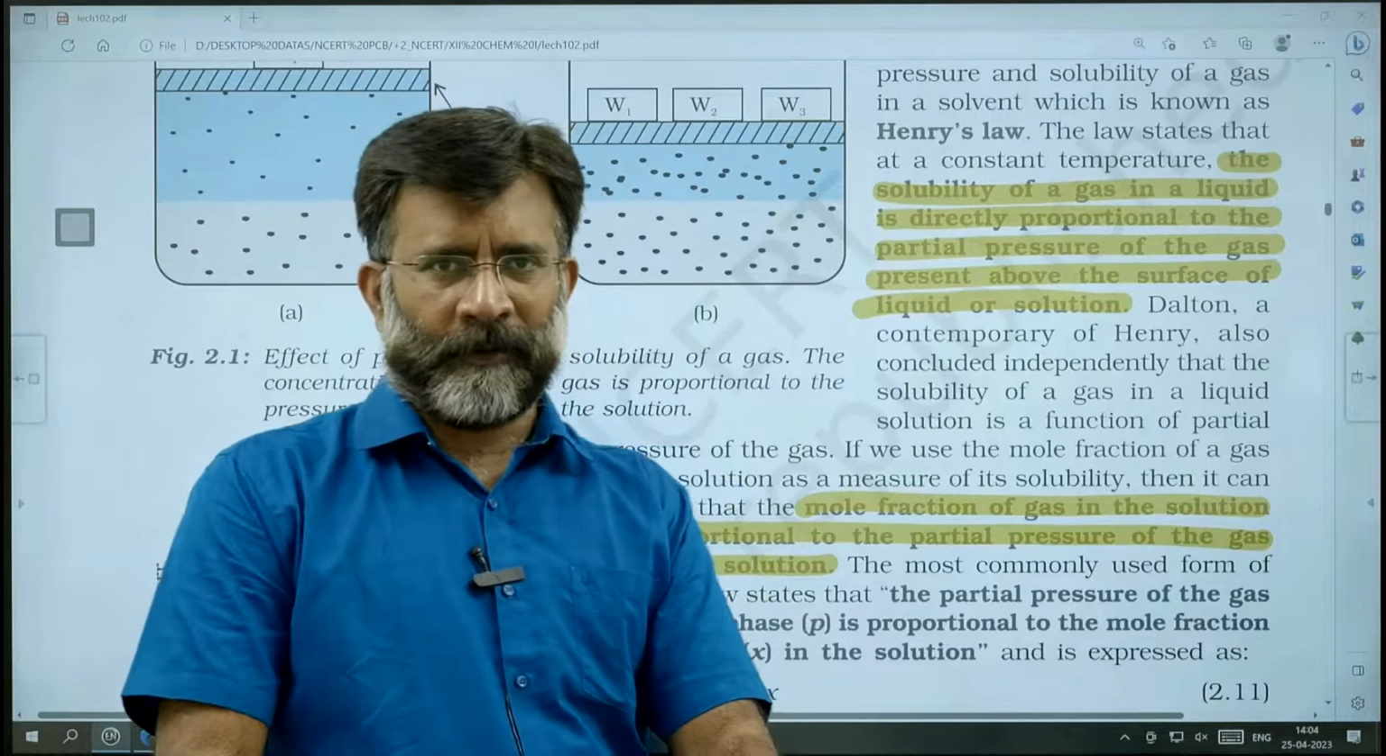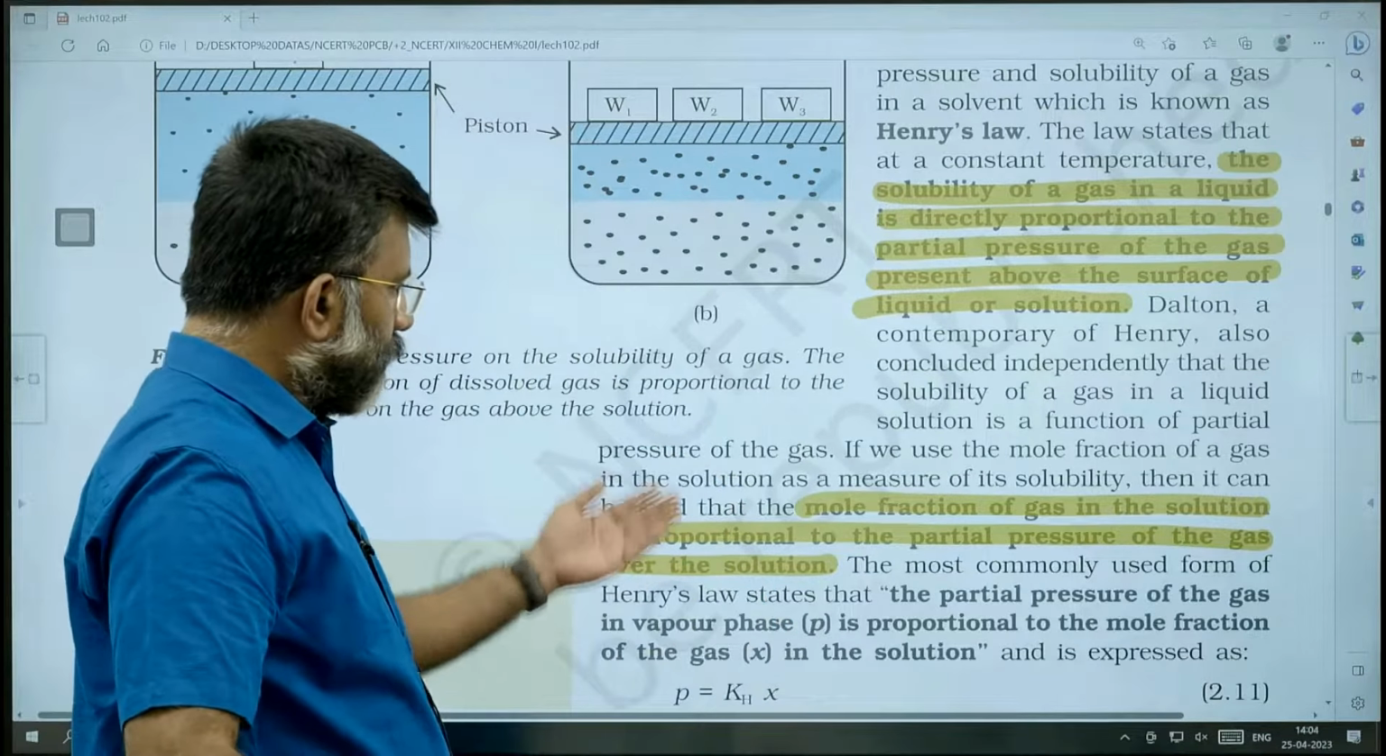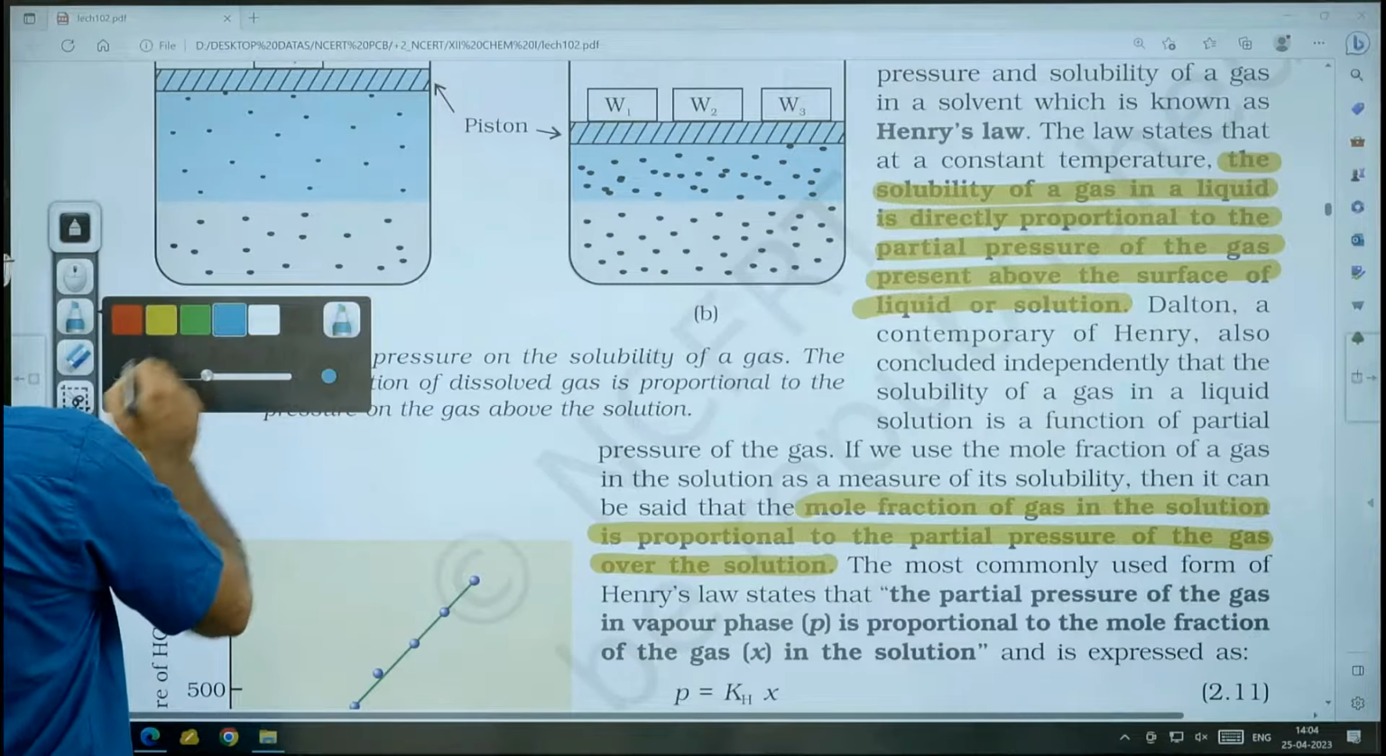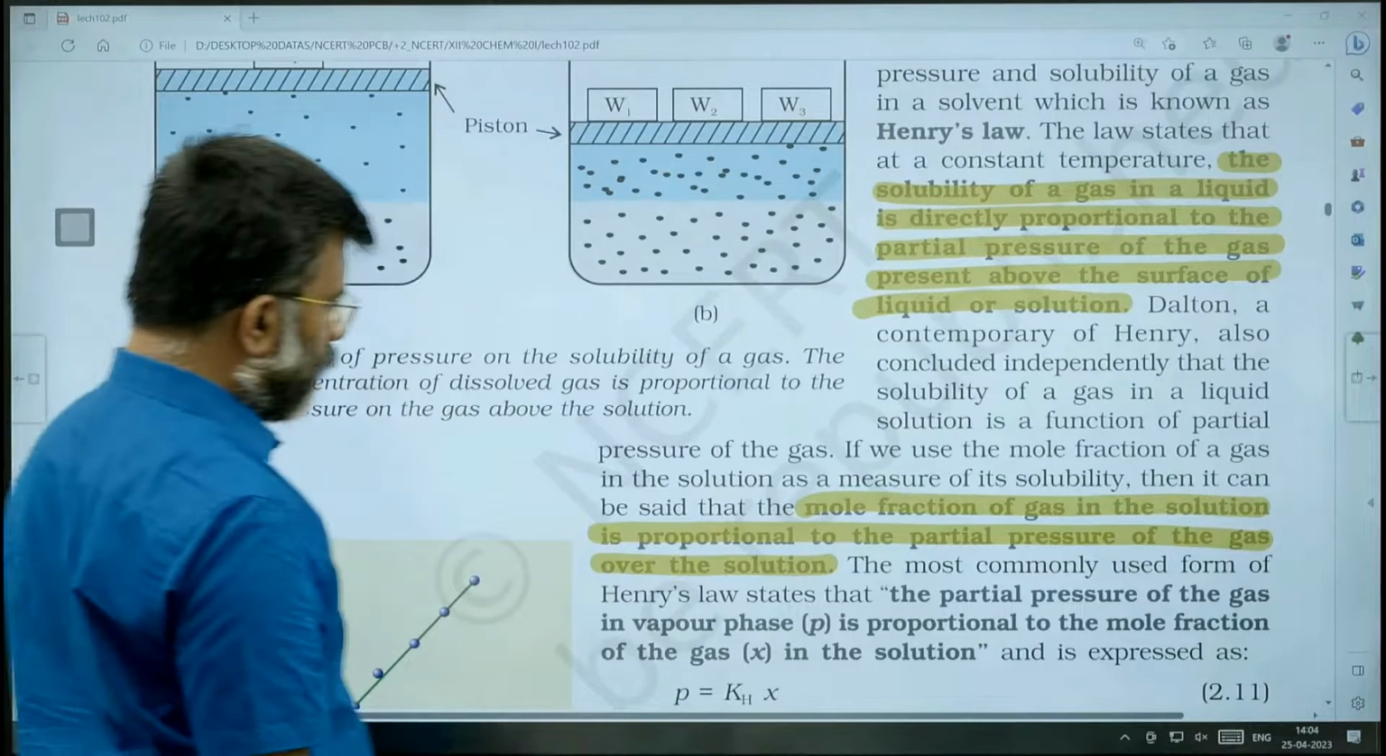That's all. Okay. Another, the most commonly used form of Henry's law statement. This is the one.